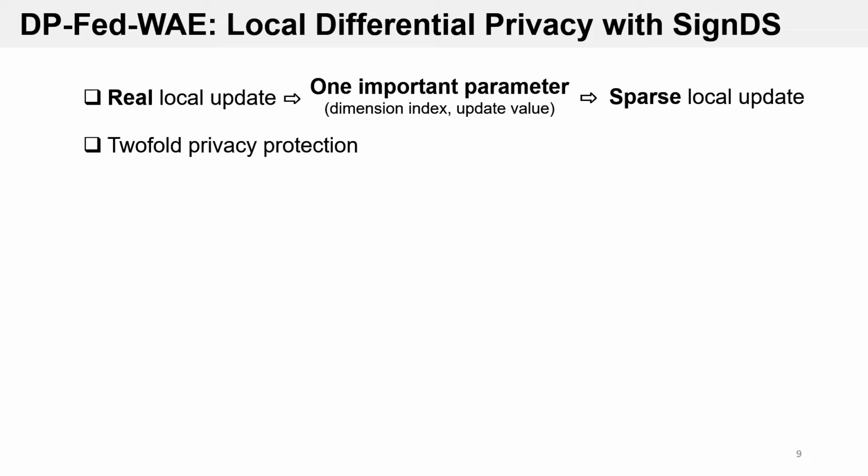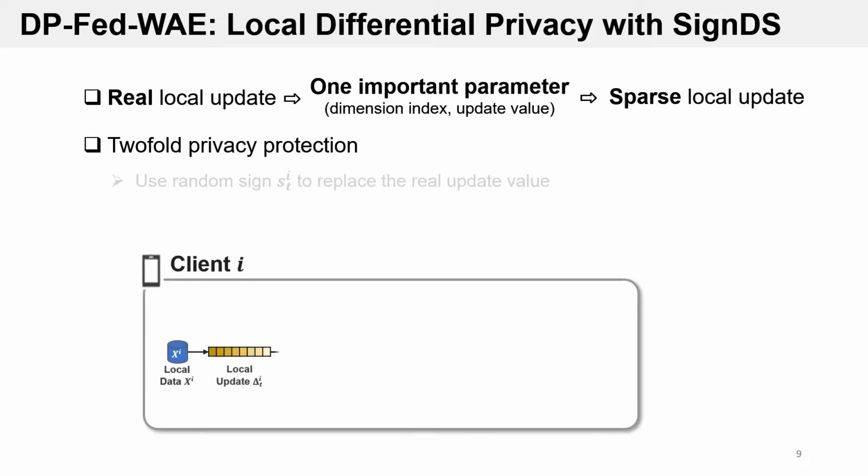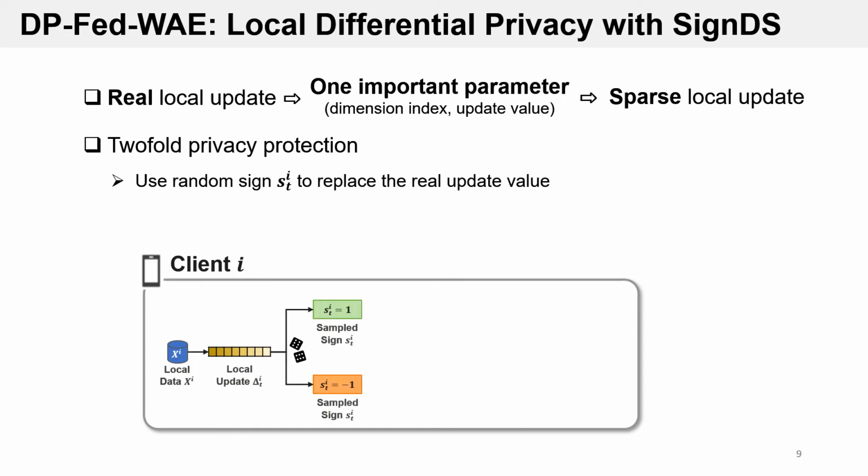First, we replace the real update value with a sign value S, which is randomly sampled by each client. The sign value is further used to determine a top K set that contains the dimension indices of the K most updated parameters. If the sign equals 1, we select the indices of the K largest values. Otherwise, we select the indices of the K smallest values.